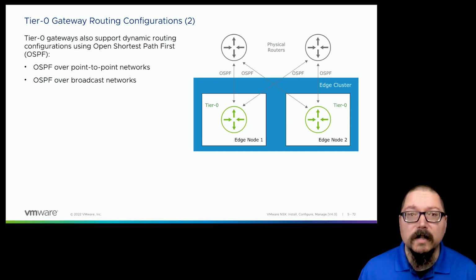Or we could use OSPF. OSPF is a different routing protocol and is certainly very functional. It does exactly what we need it to do. But today it's a little bit less common with our NSX deployments. We can provide OSPF neighbor relationships using either point-to-point or broadcast networks, depending on what your configuration may be.